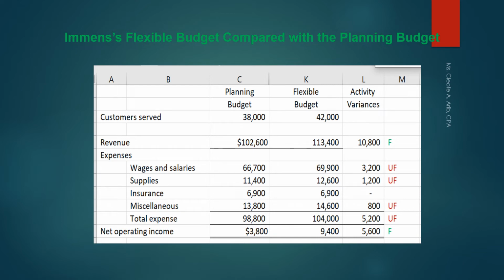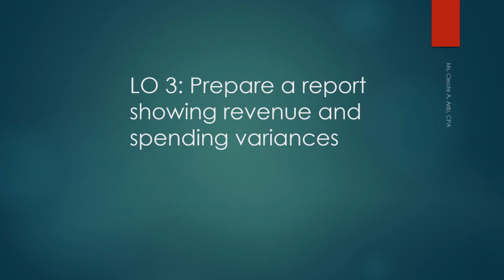But if you look at your net operating income, your activity variance is favorable. In short, activity tells us, in this case where activity is customers served, whether the actual activity is greater than what you have budgeted. Since the actual activity is greater than what you have budgeted, at the end of the day, when you look at your net operating income, we expect that your activity variance with regards to net operating income will be favorable.